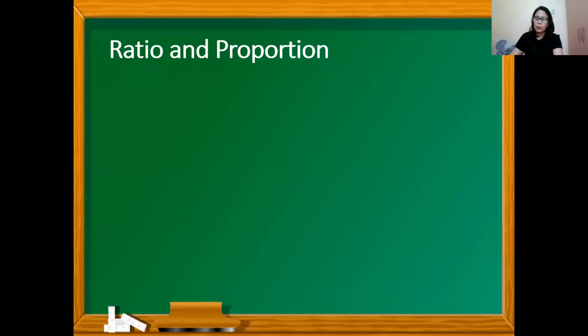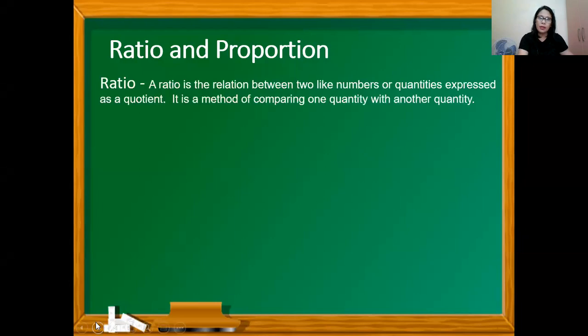Hi everyone, I'm going to discuss ratio and proportion. Now, ratio is the relation between two like numbers or quantities expressed as a quotient. It is a method of comparing one quantity with another quantity. Now, take note that a ratio is considered as a common fraction. Like common fractions, ratios are usually reduced to lowest terms.